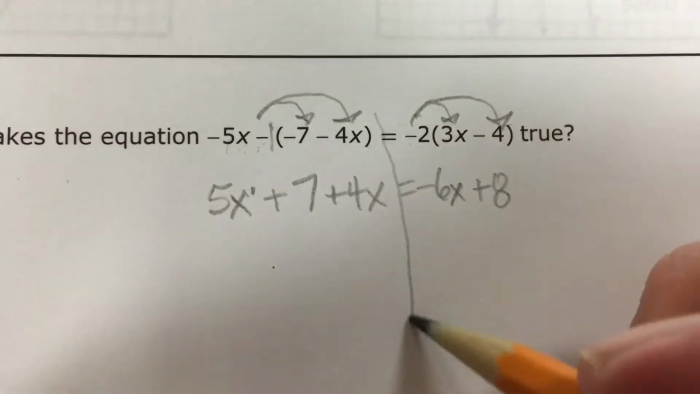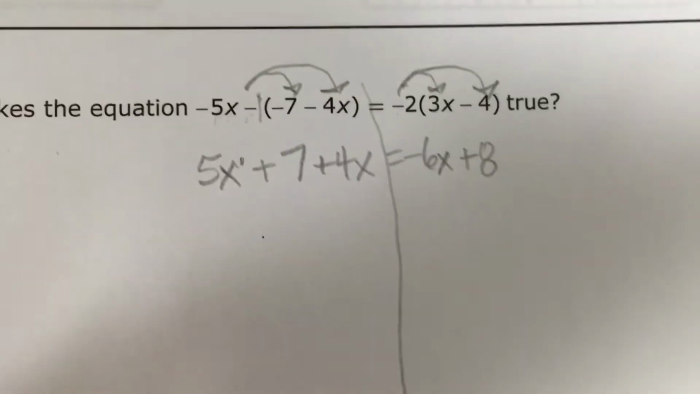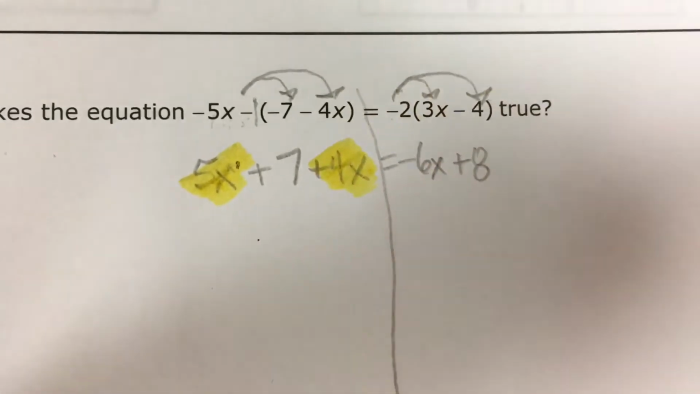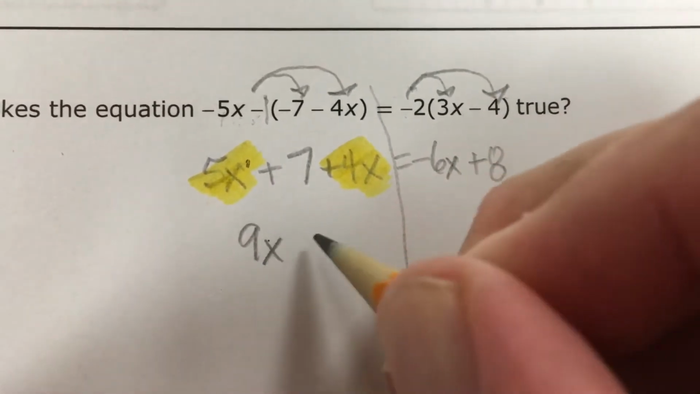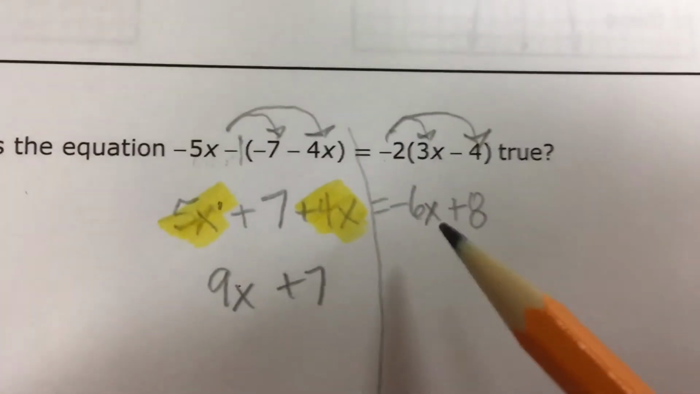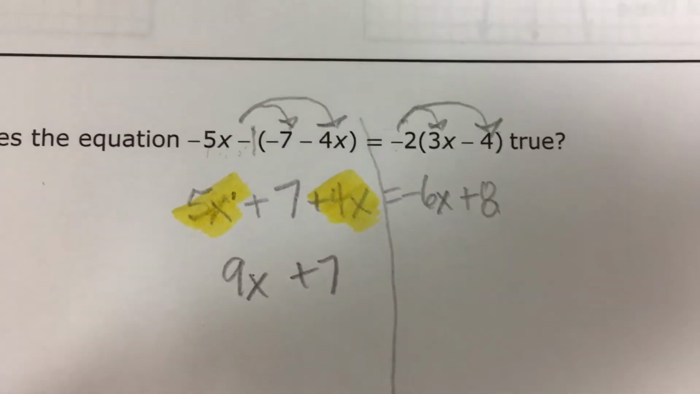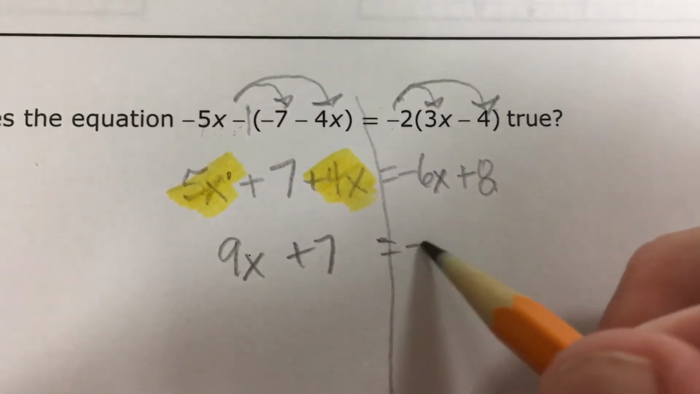Then we draw our border like our teacher taught us. Then we combine like terms. On the left side, I can put my two x's together. So I'd have 9x plus 7. I can't combine anything on the right side because I have an x and a number. You can't add or subtract them together. You can only multiply or divide them. So those will stay the same.